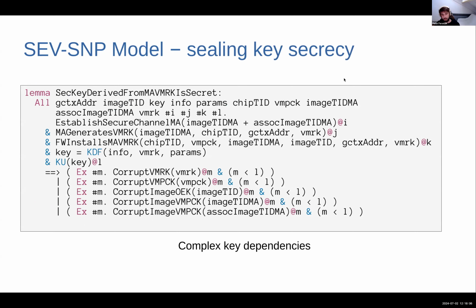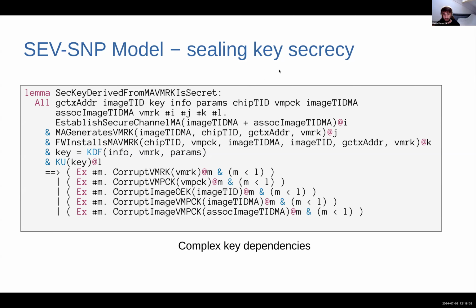Also, SNP has very complex key dependencies. As I said previously, proving secrecy properties also turned out to be quite difficult because SNP has very complex key dependencies. Take for example the secrecy of a derived key. In SNP, the protected guest has a secure communication channel by which it can request various services.